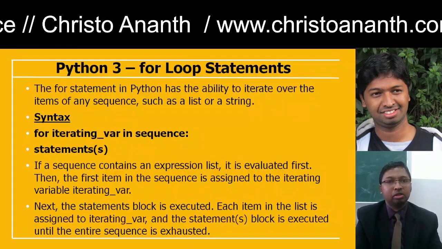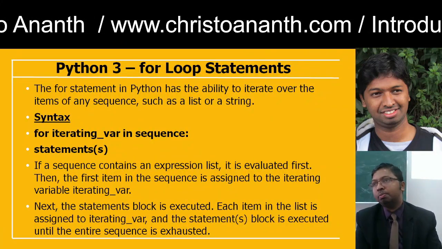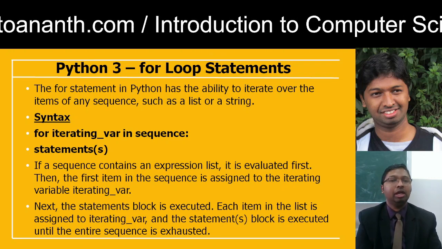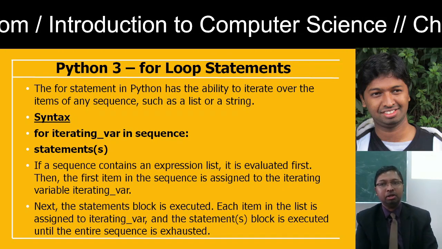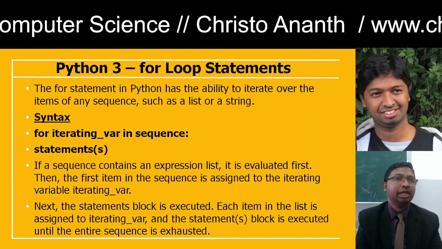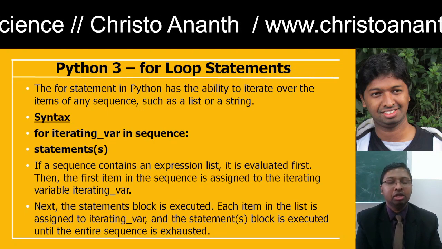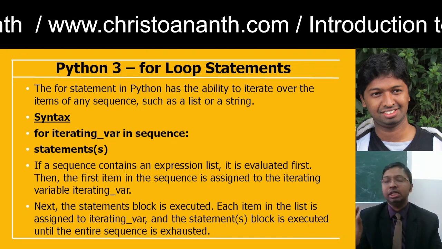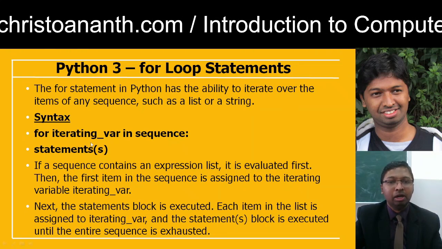So this is the for loop, as we discussed in the case of C++. In Python, the for statement is going to iterate over the items of any sequence, maybe a list or a string. Here we have the syntax: for iterating_var in sequence, followed by a block of statements.